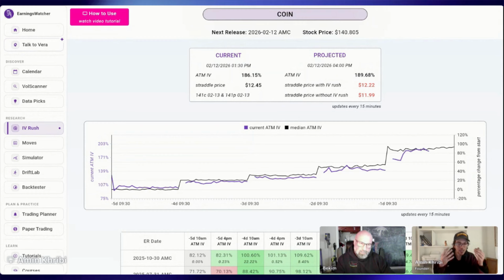In what type of positions do you play? So when you hold? I usually try to keep it delta neutral, but it depends what the strikes are.